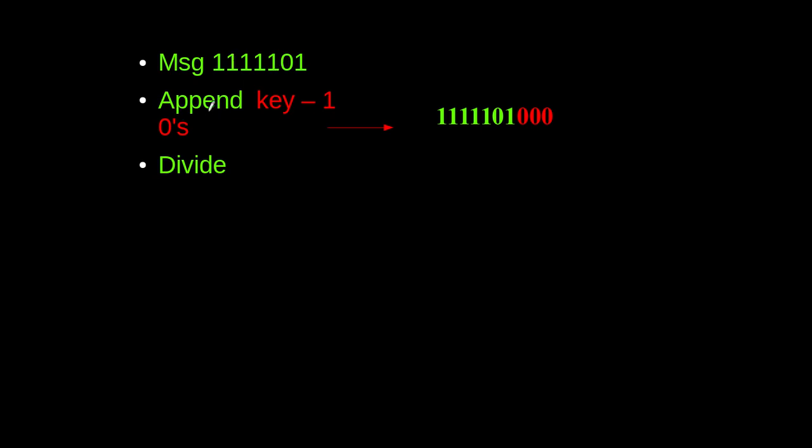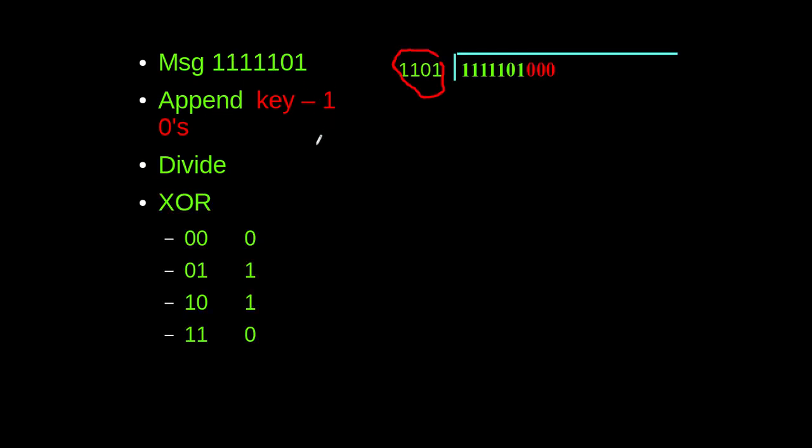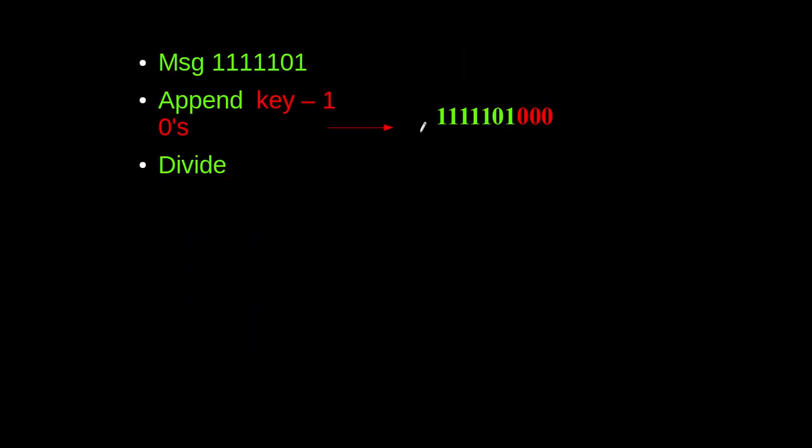This is the message. Append key minus 1. How many bits are there? 1 2 3 4 bits. The key is 4 bits. I append 3 zeros. If the key was 5, I'd append 4 zeros. If the key was 6, I'd append 5 zeros. Now we'll do a long division. I divide this message with the appended zeros. I do it, but I don't send it. I haven't sent it yet. It's still my message.